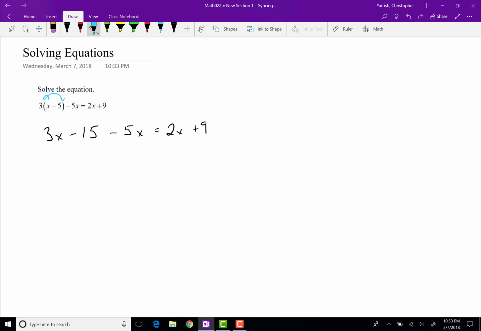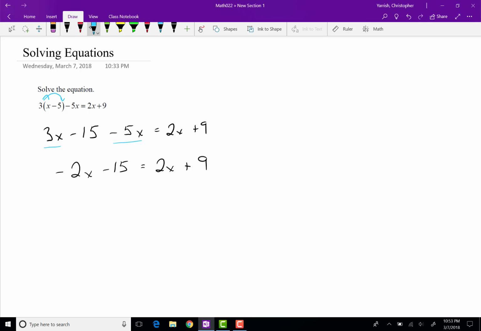Looks like on the left hand side here I now have two like terms I can combine. So 3x and negative 5x, that gives me a negative 2x. Now each side is as simple as we can get it. We can't combine any other terms on either side. So now that each side is as simple as we can get it, we will get all our variable terms on one side, everything else over to the other side.